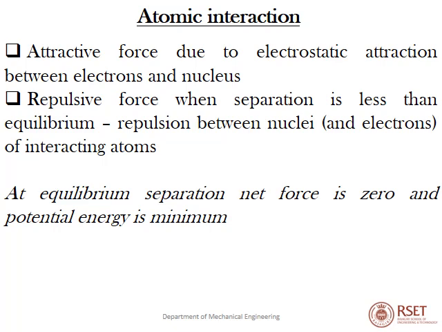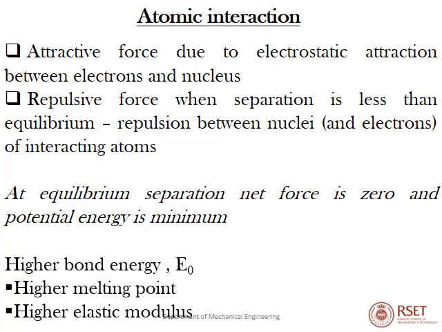Atomic interaction: why does this atomic interaction happen? Attractive force is due to electrostatic attraction between the electrons and nucleus. Repulsive force arises when the separation is less than equilibrium, and repulsion takes place between the nuclei or the electrons of the interacting atoms. So the inference is that at the equilibrium separation, the net force is 0 and the potential energy is minimum.